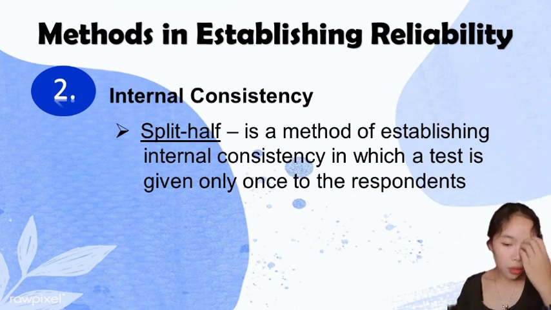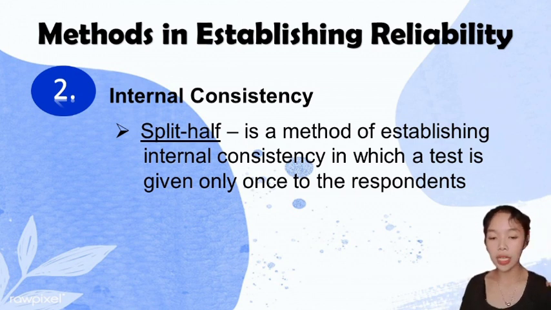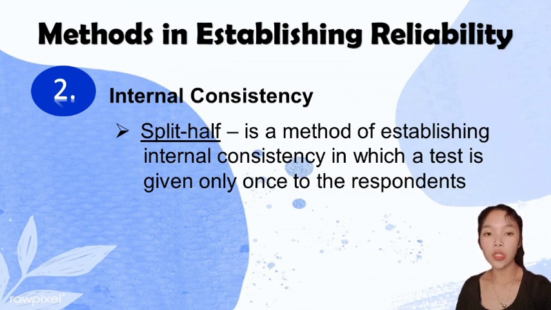It is a method of establishing internal consistency in which a test is given only once to the respondents. So the split half method assesses the internal consistency of a test, such as psychometric tests and questionnaires. There, it measures the extent to which all parts of the test contribute equally to what is being measured. This is done by comparing the results of one half of a test with the results from the other half.